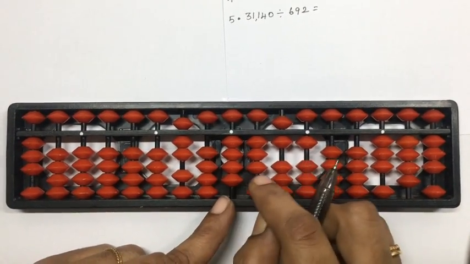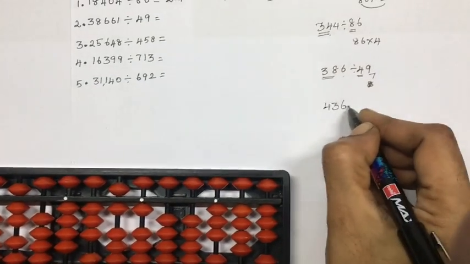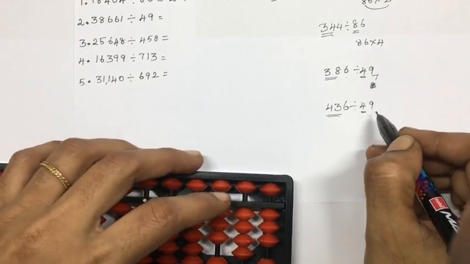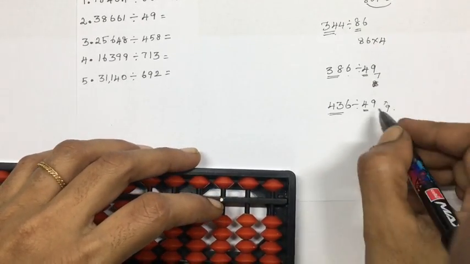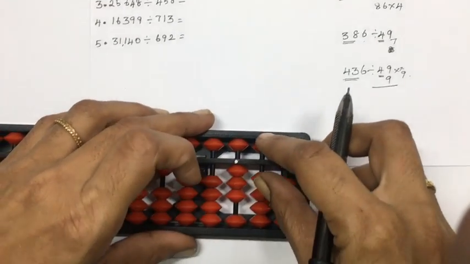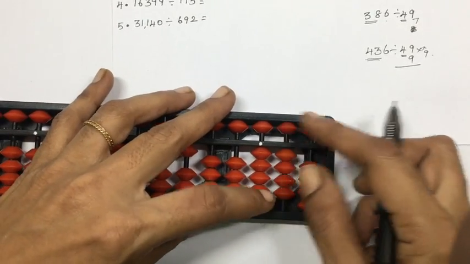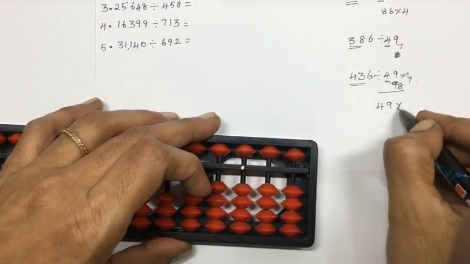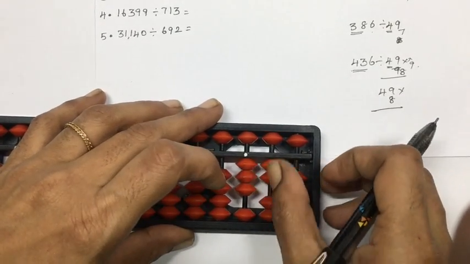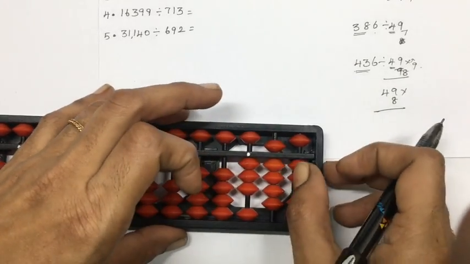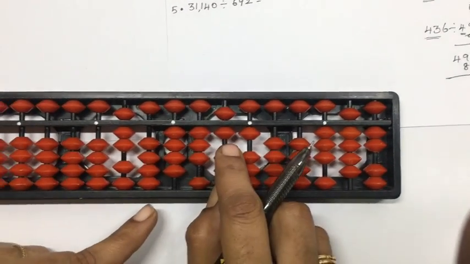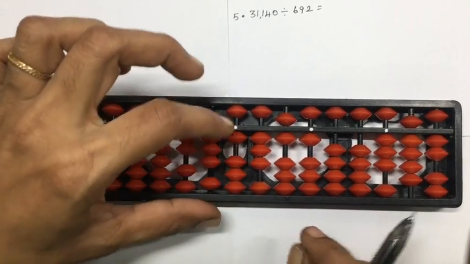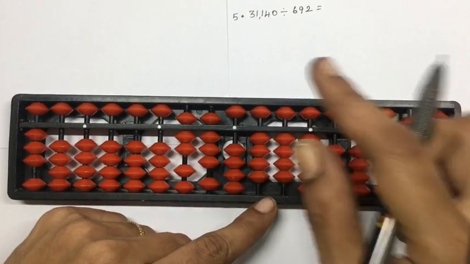The next dividend is 436. 436 divided by 49. So we can divide 43 by 4. 10 times we can't apply. So we should try for 9 times. 4 nines are 36. 9 nines are 81. 441 we can't take. So we should try for 8 times. 49 into 8. 4 eights are 32. 9 eights are 72. 392. From here, jump 2 rods. 8 times. 390 for 2 plus 3 minus 5.